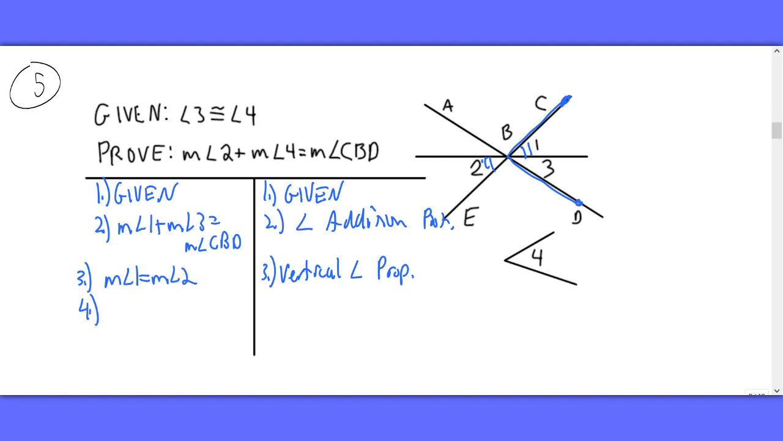Next, from what I know, I want 1 plus 3 equals CBD. That's what we're trying to prove. I have 1 equal to 2. I can put that in there. I have 3 congruent to 4. I can put that in there. And then I would have my angle.